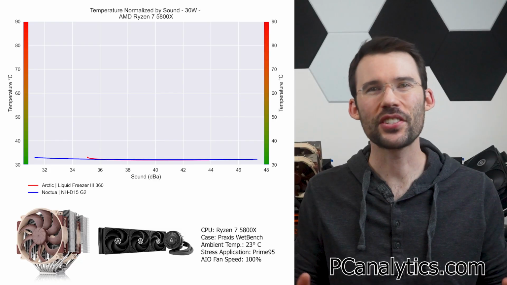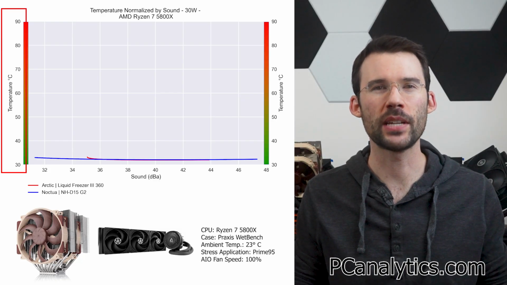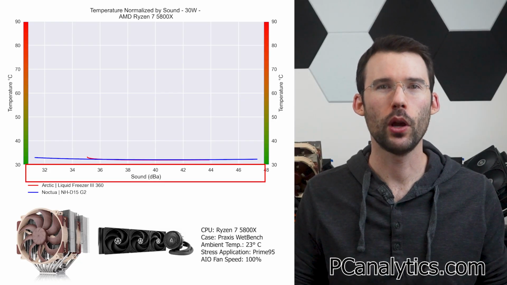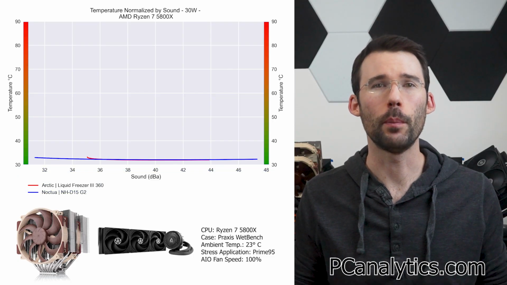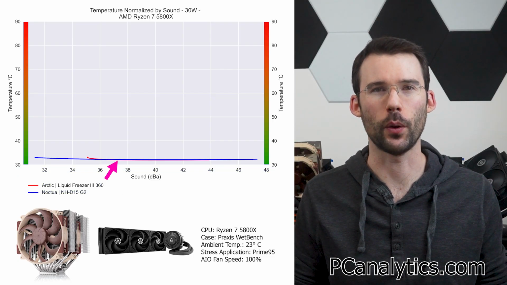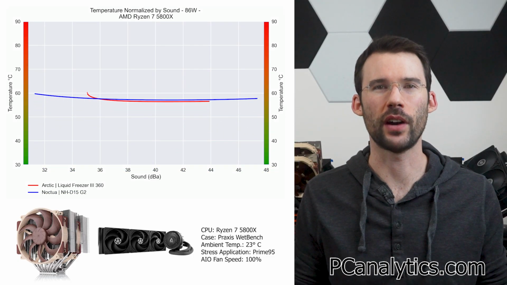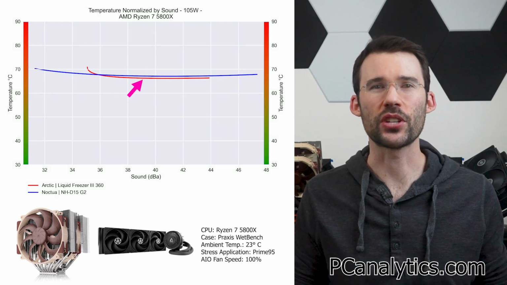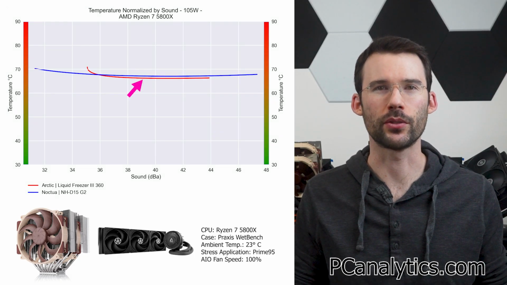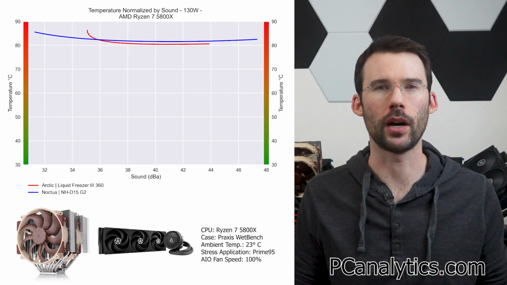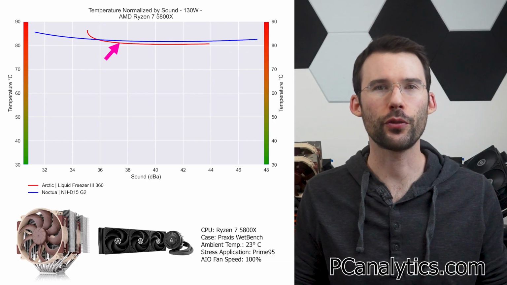In our second set of charts normalized by sound, we have temperatures on the left, noise on the bottom, with lower being better. At idle, both coolers have similar performance for a given noise level. As we increase the wattage to 105 watts, we can see that both coolers offer similar performance at comparable noise levels. And when we push the CPU to 130 watts, we can see that the Liquid Freezer 3 pulls ahead slightly.